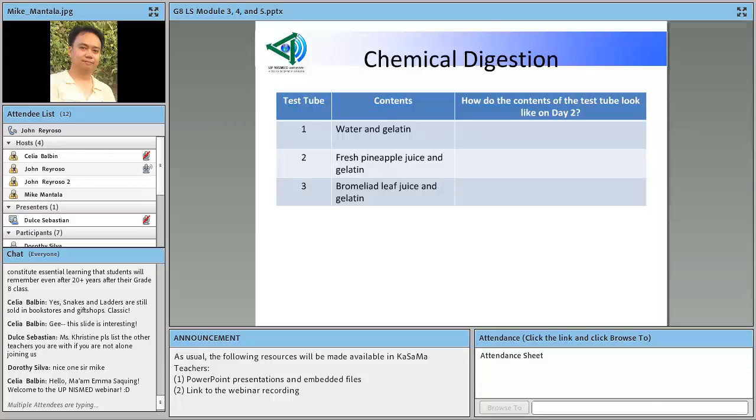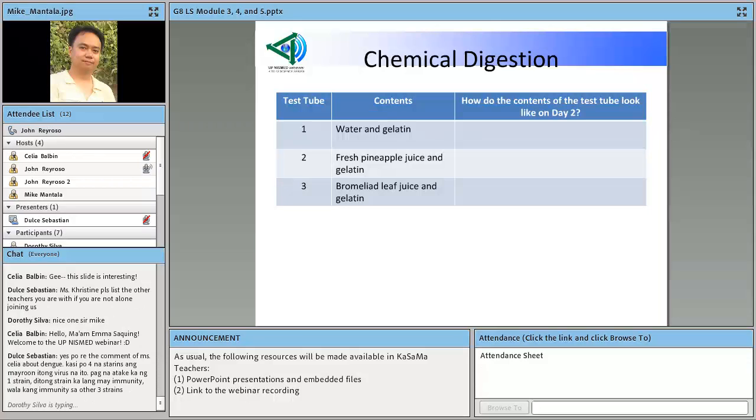That's because heat-treated pineapple juice would have already lost its enzymes or would have already destroyed its enzymes, okay? So hindi na natin magagamit yon. And for the third test tube, you just place in bromeliad leaf juice and gelatin.